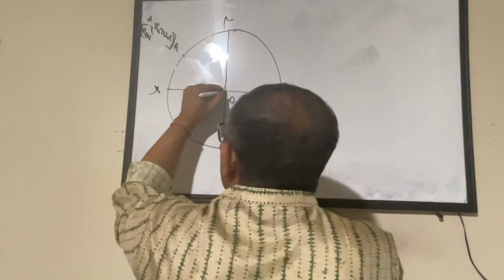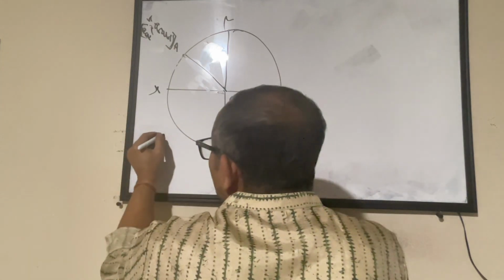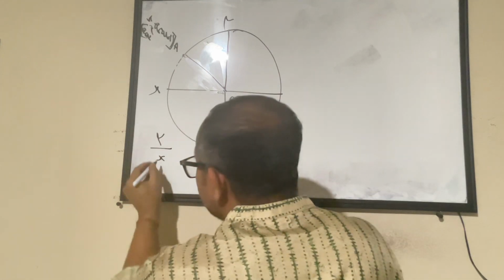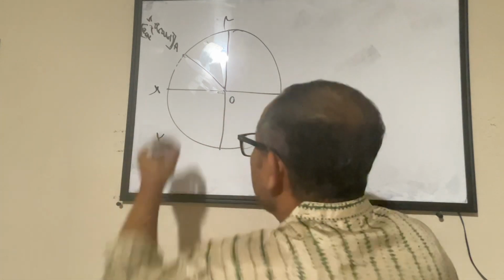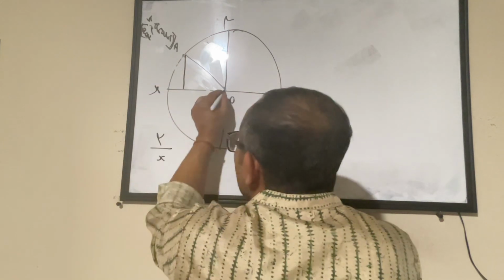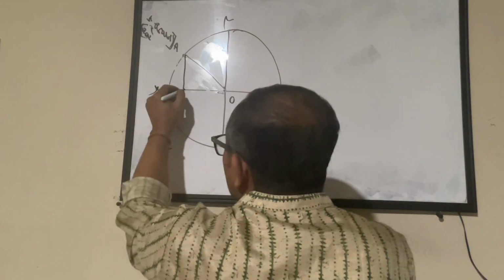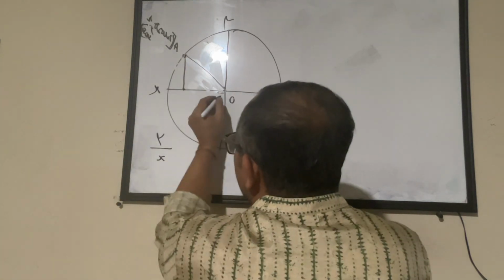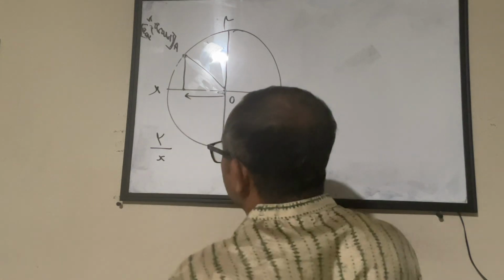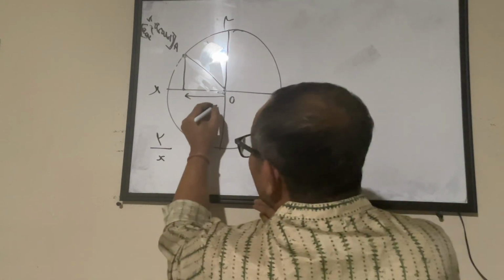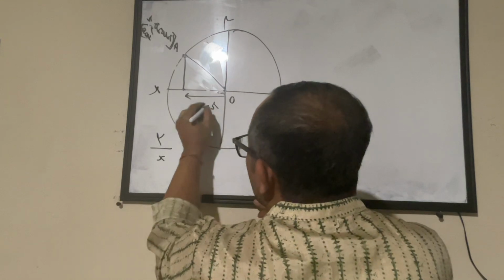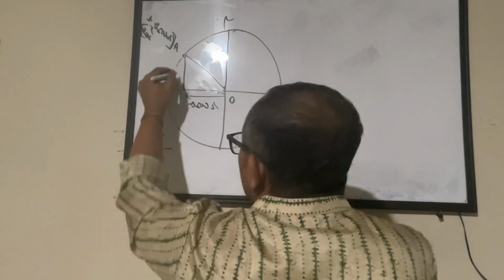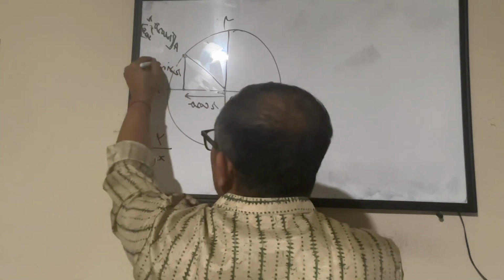Meaning, for an x increase, how much has y changed? From here to here, what is your increase in y? From 0 to this much. What is the increase in x? From 0 to this much. What is the value of your x here? R cos theta. What is the value of your y here? R sin theta.